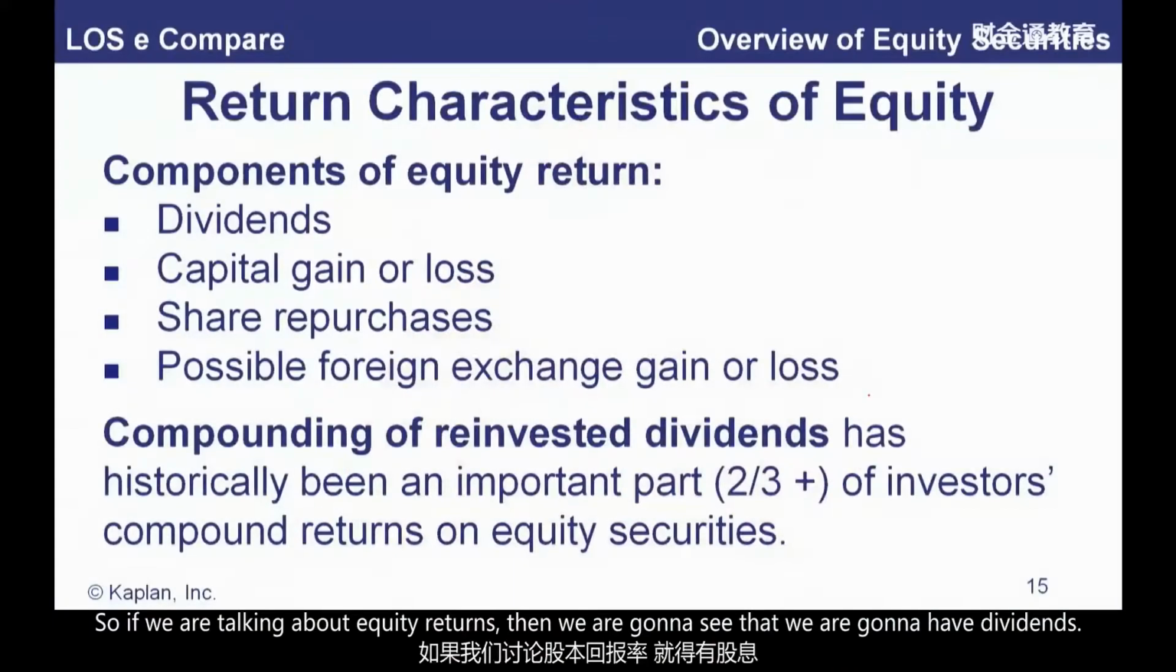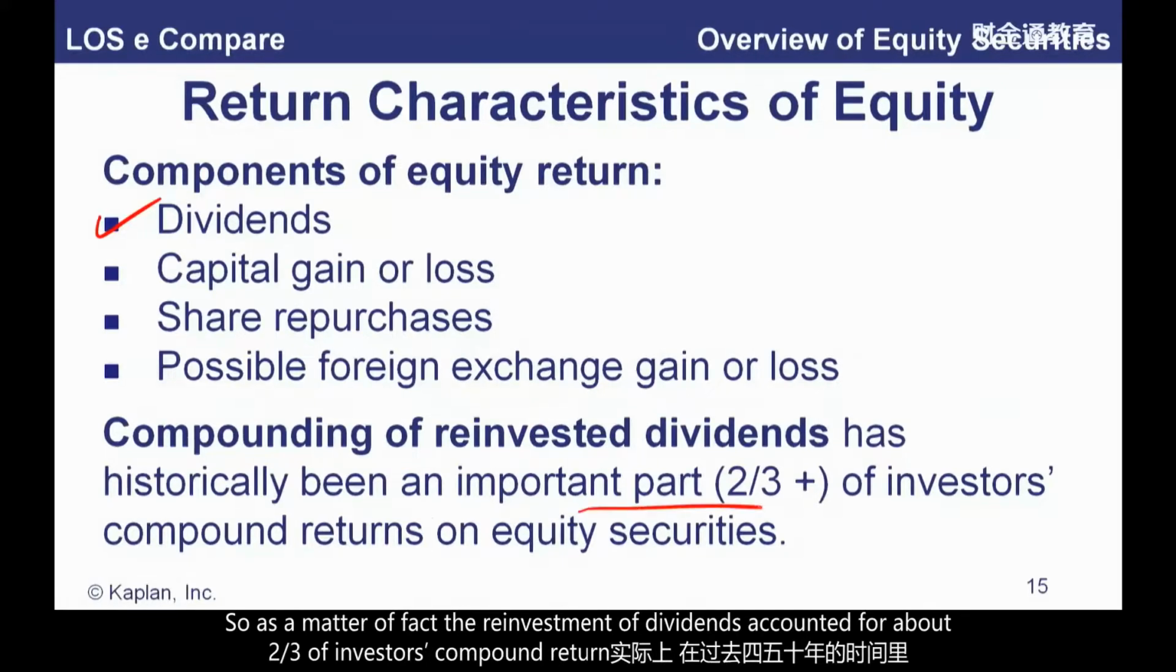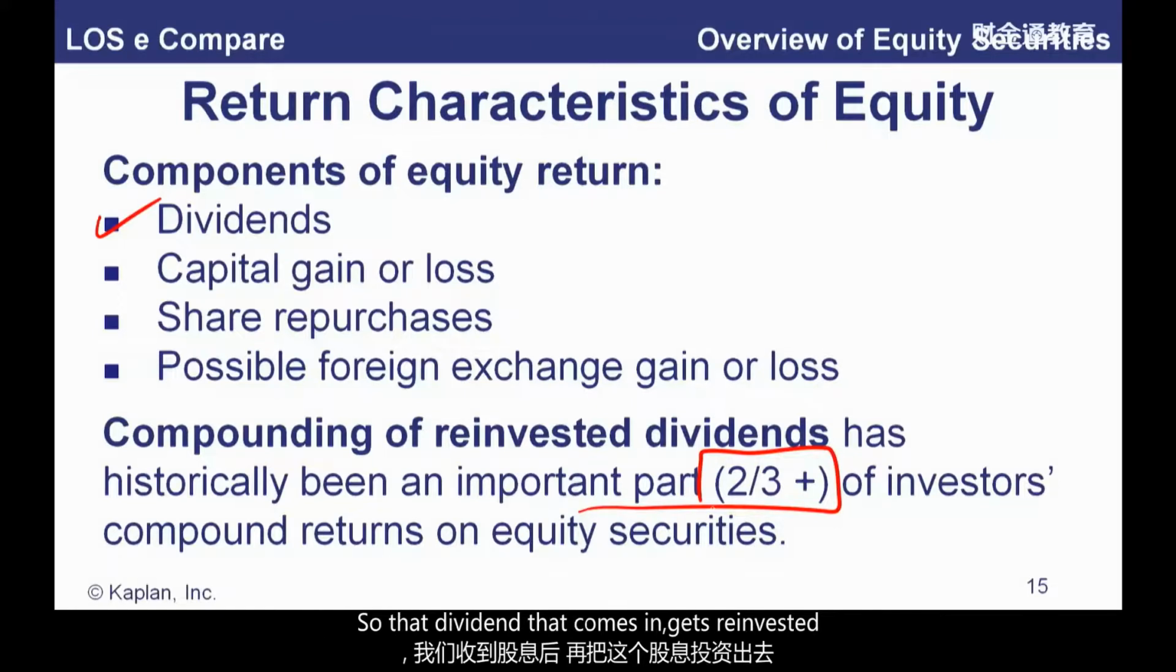All right, what about the return characteristics of equity? If we're talking about equity returns, we're going to have dividends, right? So we receive dividend income. Dividends look small to us, but over time have been a very big part of total return. As a matter of fact, the reinvestment of dividends accounted for about two thirds of investors' compound return on equity securities over the last 50 years, 40 years, something like that. So that dividend that comes in, gets reinvested, and keeps growing has been a big part of equity returns.